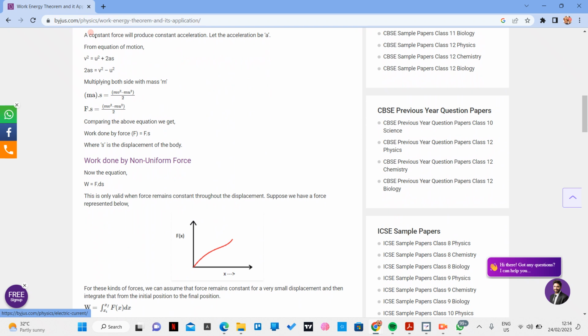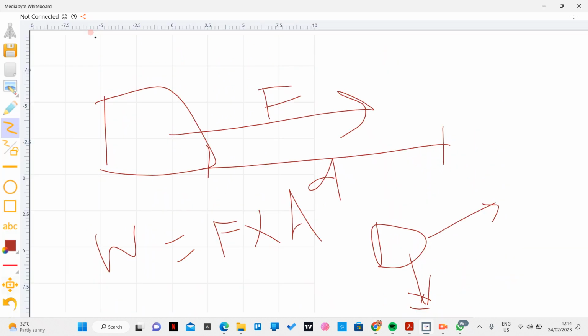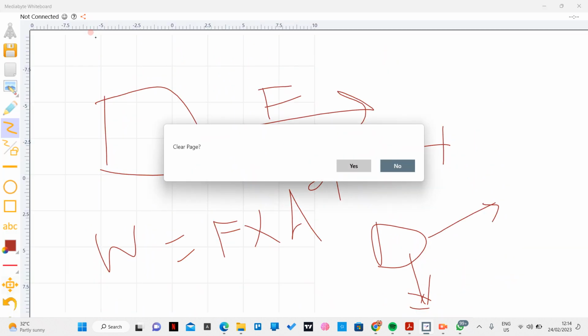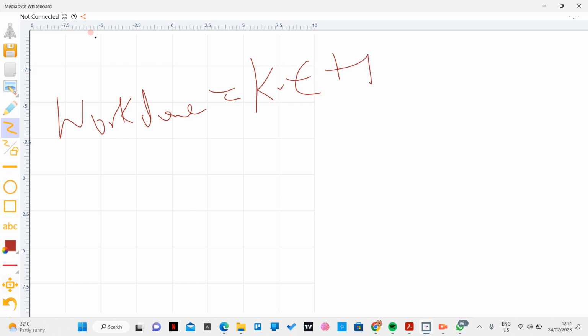So you can write this equation for the work energy theorem. You have work done equal to KE, kinetic energy, plus potential energy. So that's basically the work energy theorem.